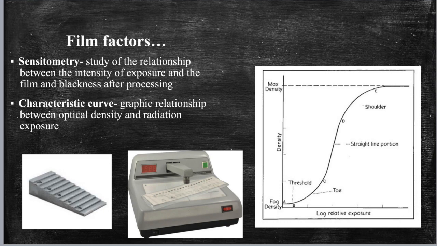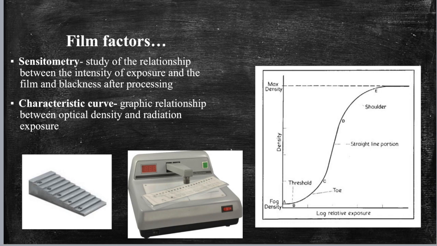Film factors. Properly exposed film appears with various shades of gray, while heavily exposed film appears black. Sensitometry is the study of the relationship between the intensity of exposure of the film and the blackness after processing. This is essential for maintaining adequate quality control. Two measurements involved in sensitometry are the exposure of the film and the light transmitted through the processed film.